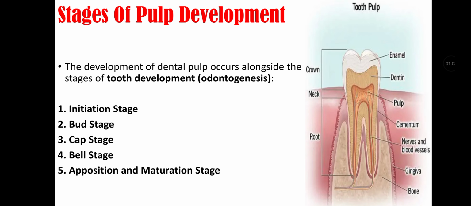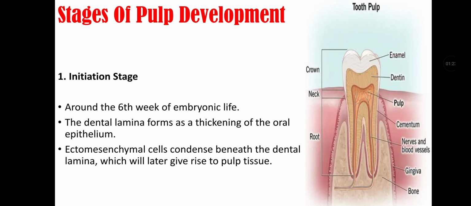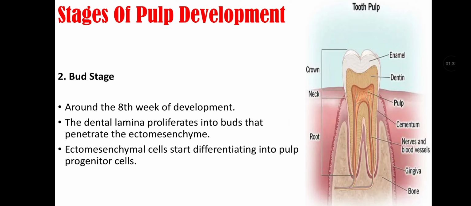Stages of pulp development. Development of dental pulp occurs alongside the stages of tooth development that are called odontogenesis. These stages include initiation stage, bud stage, cap stage, bell stage, and fifth stage, that is apposition and maturation stage. First stage of pulp development is initiation stage. It starts around the 6th week of embryonic life. In this, the dental lamina forms a thickening of the oral epithelium. Ectomesenchymal cells condense beneath the dental lamina, which will later give rise to the pulp tissue.